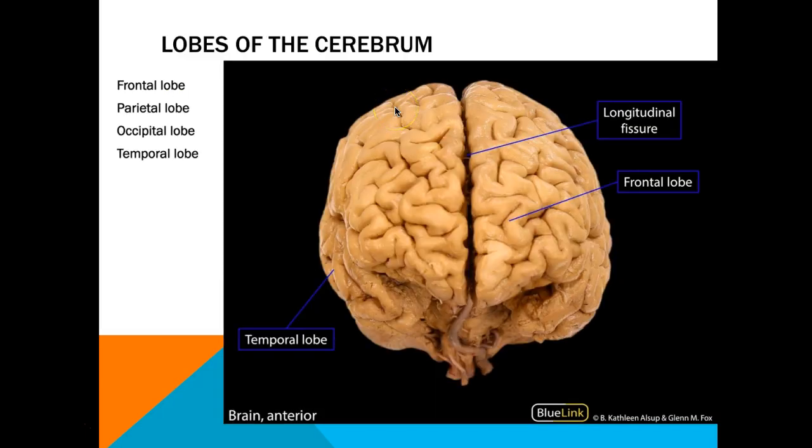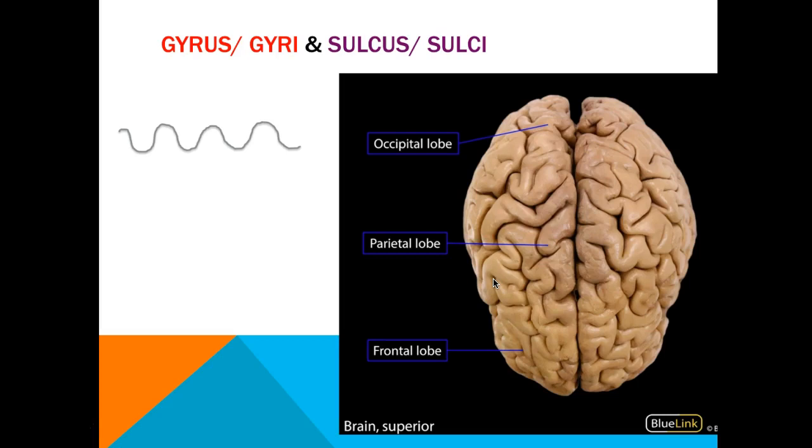This is another view of the brain where we have an anterior view. And in this view, we could see the frontal lobe and the temporal lobe laterally. Dividing the two cerebral hemispheres, we have the longitudinal fissure that is pictured here, or this is also called the mid-sagittal fissure. Now, before we discuss any gyri or sulci, I want to discuss what these terms mean.